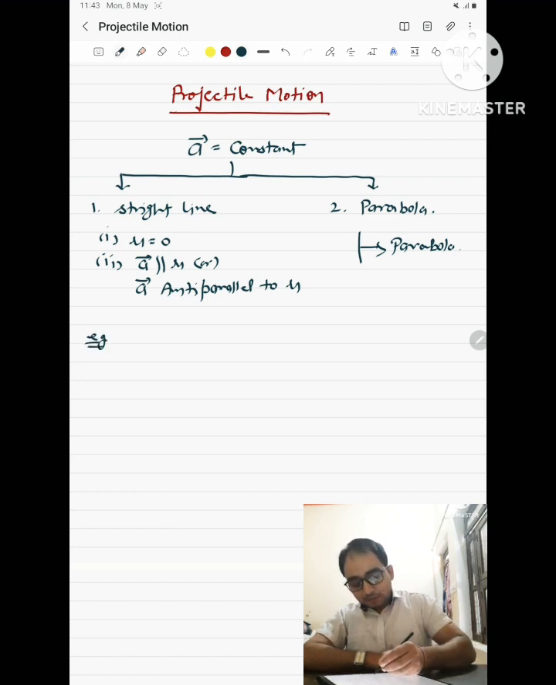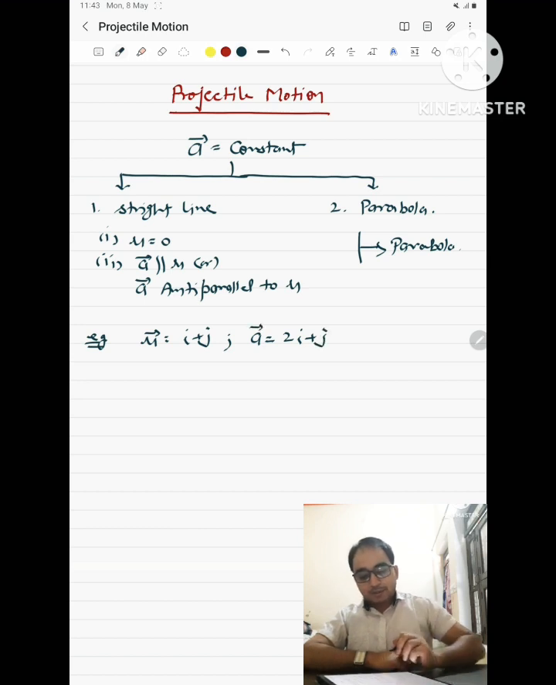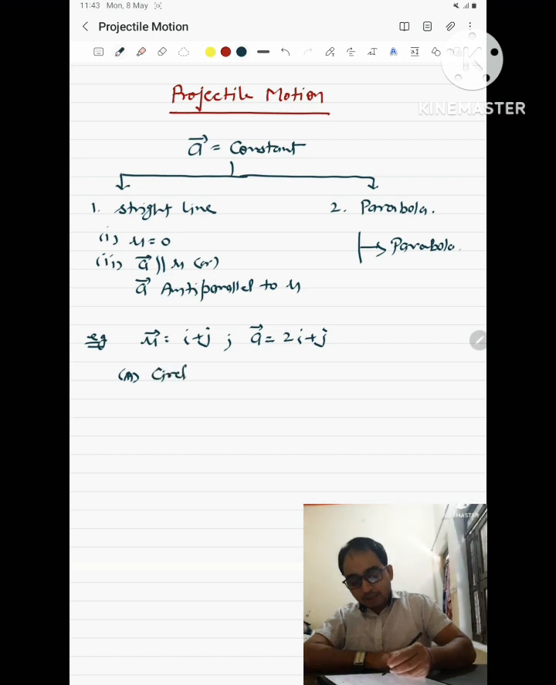For example, the initial velocity of a particle is given as i cap plus j cap, and the acceleration for that particle is given as 2i cap plus j cap. Then what will be the trajectory of this particle? So the options are here. Suppose A is circle, B is straight line, C is parabola, and D is ellipse.